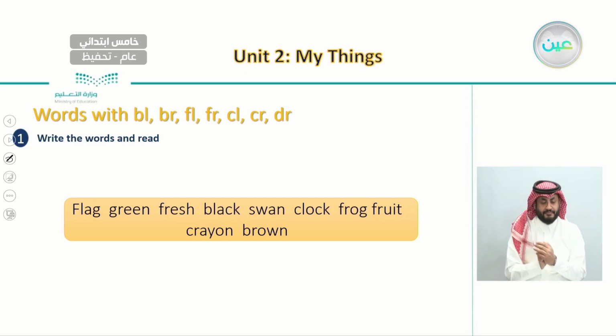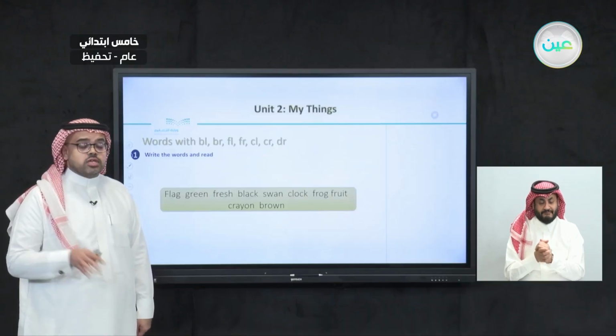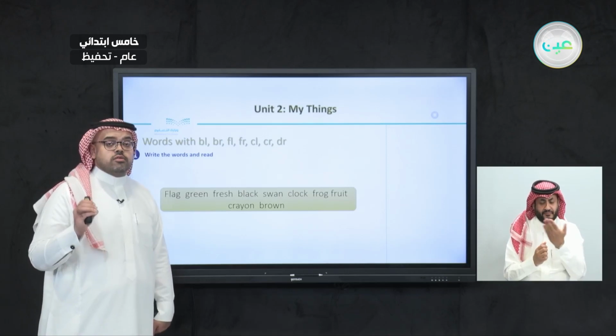Now here we have the first exercise to practice words with BL, BR, FL, FR, CL, CR, and DR. What we're going to do is write the words and read them. So here, as you can see in this list, we have 10 words or more that we need to fill in these blanks. So before we try to answer this exercise, let's first read these words.